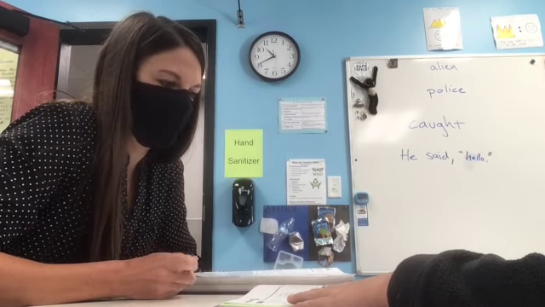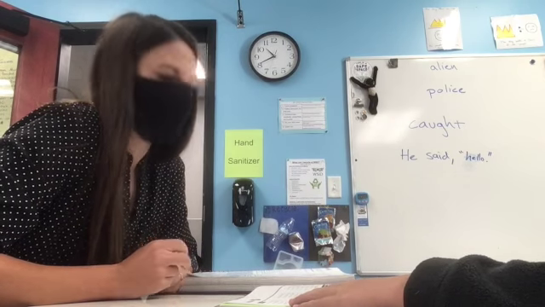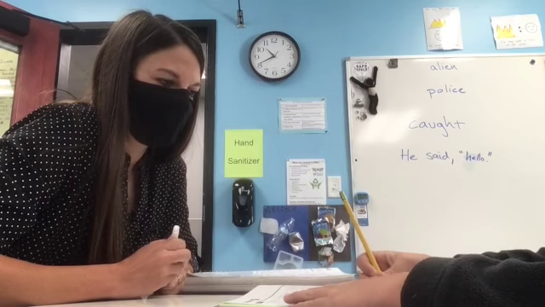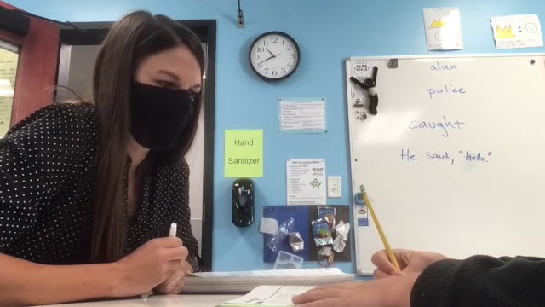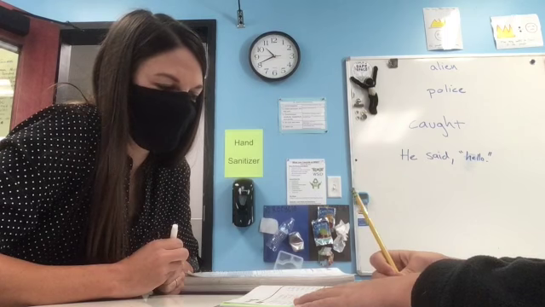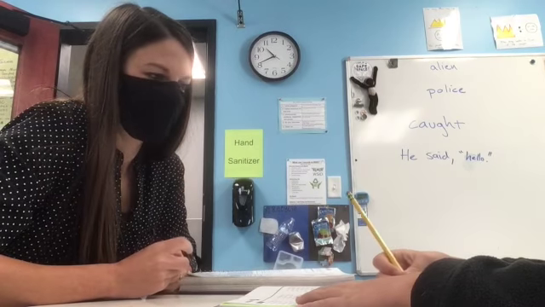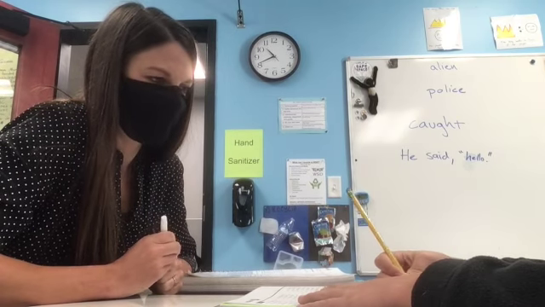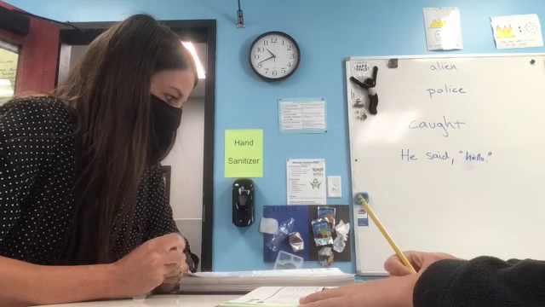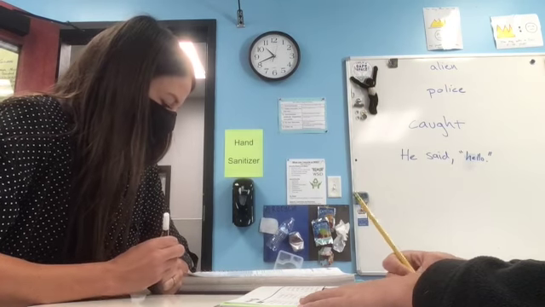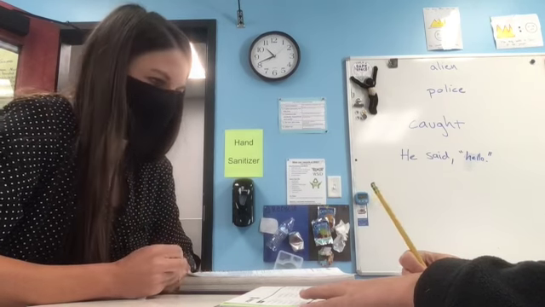All right, letter B. 10 times 3 equals 30. Great job. 9 times 10 equals 90. Nice. 6 times 10 equals 60. 4 times 10 equals 40. 10 times 10 equals 100. 8 times 10 equals 80. 2 times 10 equals 20. 10 times 9 equals 90. And then 10 times 5 equals 50.